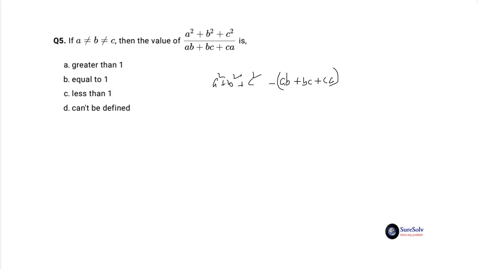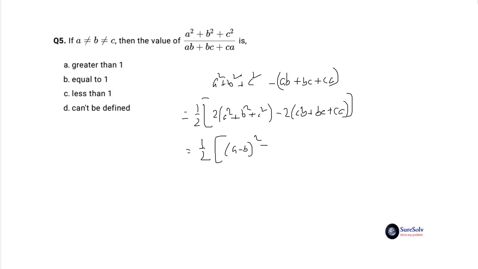Multiply and divide the two by 2. We are going to form a minus b whole square plus b minus c whole square plus c minus a whole square. So we have a square plus b square plus c square minus ab plus bc plus ca equal to half multiplied by 2 times a square plus b square plus c square minus 2 times ab plus bc plus ca, equal to half multiplied by a minus b whole square plus b minus c whole square plus c minus a whole square, greater than 0.